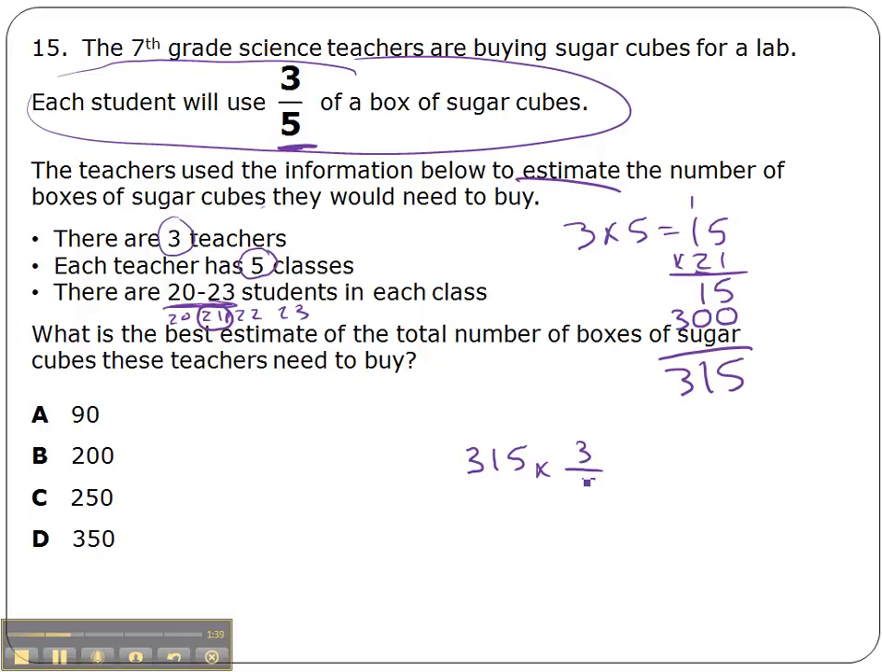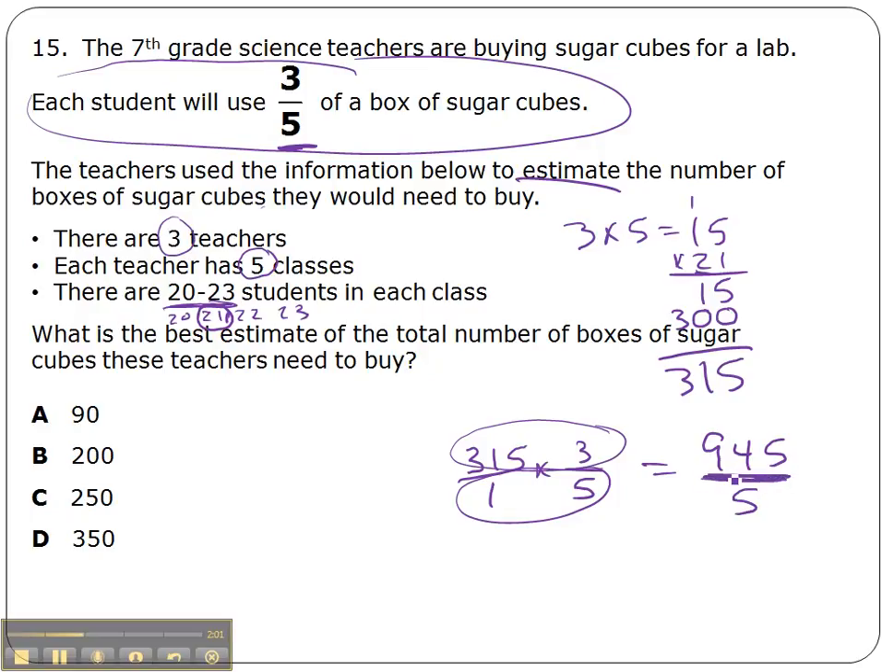315 times 3/5. And we know we can express 315, any whole number, as itself over 1. 315 over 1. Now multiplying fractions, top times top, 315 times 3 is 945. Bottom times bottom, 1 times 5 is 5. And then we can simplify that if we just remember that our fraction bar means divide.